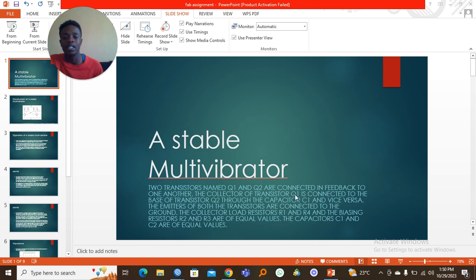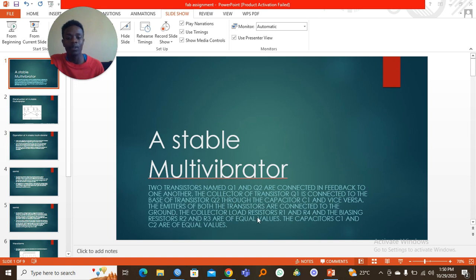Two transistors named Q1 and Q2 are connected in feedback to one another. The collector of transistor Q1 is connected to the base of transistor Q2 through the capacitor C1 and vice versa. So what we mean is that the collector of Q1 is connected to the base of transistor Q2, and the collector of Q2 is connected to the base of transistor Q1.